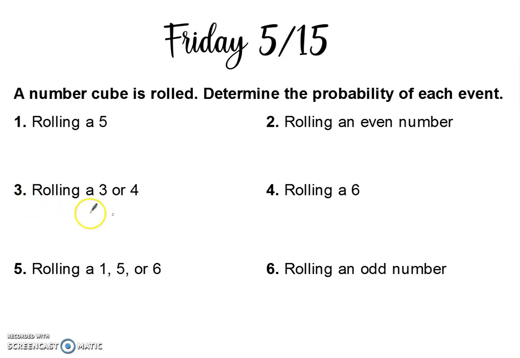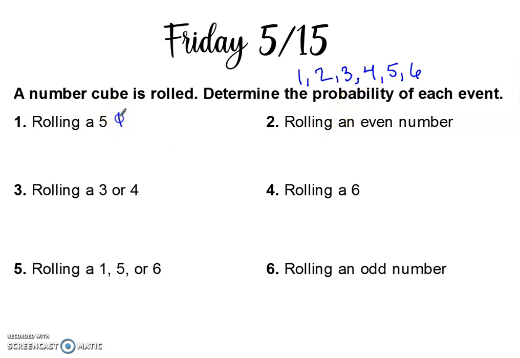Here's the warm-up. It says a number cube is rolled. Determine the probability of each event. So I want to give you the list of possible outcomes. On a number cube, just like a regular dice, the possible outcomes are going to be 1, 2, 3, 4, 5, and 6. So give this warm-up a shot and unpause when you're ready.